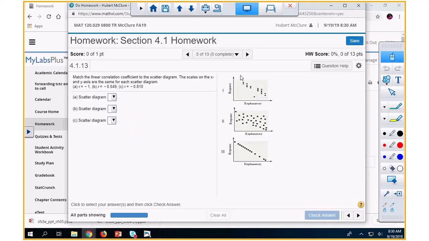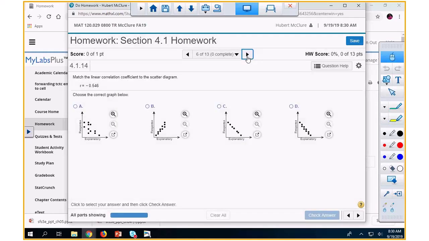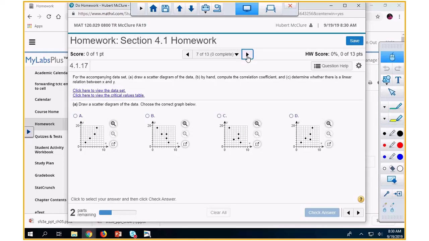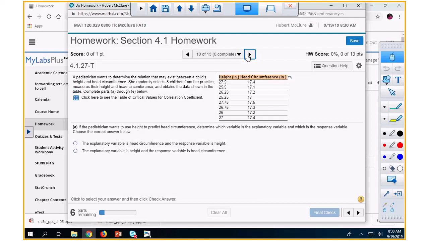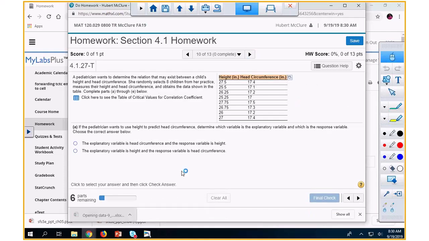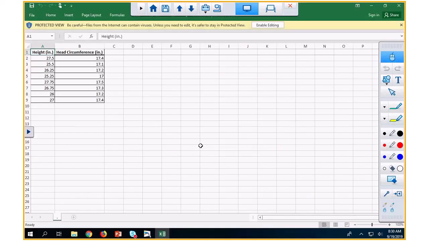All right, that's a test question. Anything having to do with correlation, that's a test question. Anything having to do with picking out a line of regression, those are test questions. This is how most of your test questions out of 4.1 and 4.2 will look.